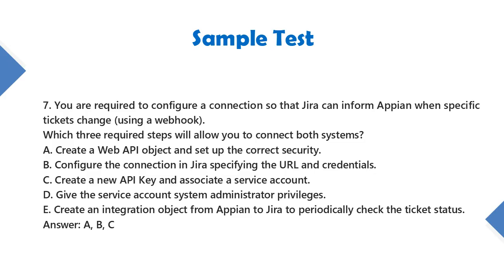A. Create a web API object and set up the correct security. B. Configure the connection in Jira specifying the URL and credentials. C. Create a new API key and associate a service account. D. Give the service account system administrator privileges. E. Create an integration object from Appian to Jira to periodically check the ticket status. Answer: A, B, C.